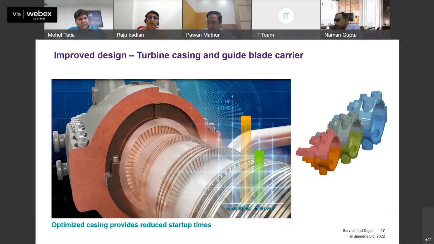And within the design stage, if the customer demands, we can also provide the LTP concept, and we can extend the gap between two major overhauls. Generally, it is 50,000 hours. We can make it 1 lakh hours. That is based on the selection of the material for the guide blade carriers, turbine casing, and the rotor.